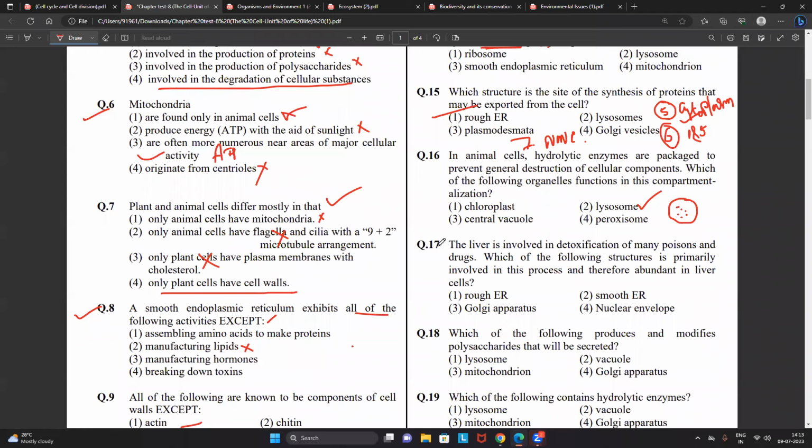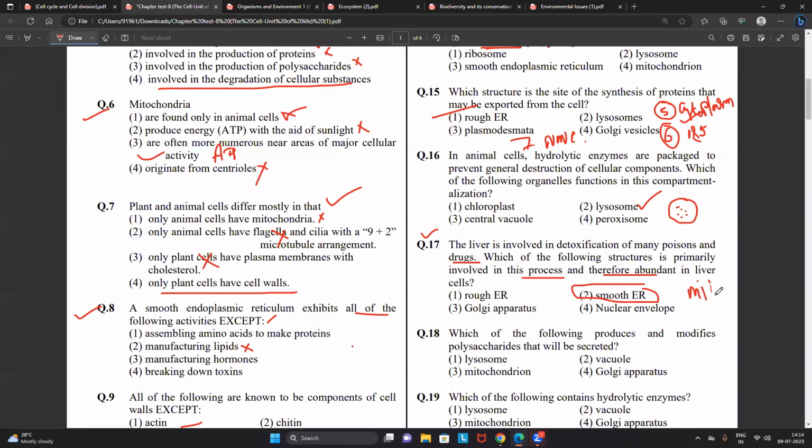Okay. Question number 17. The liver is involved in detoxification of many poisons and drugs. Which of the following structures is primarily involved in the process, and therefore abundant in the liver cell? Okay, abundant in the liver cell. As we all know, what is abundant in the liver cell is not the smooth endoplasmic reticulum. First will be the mitochondria.